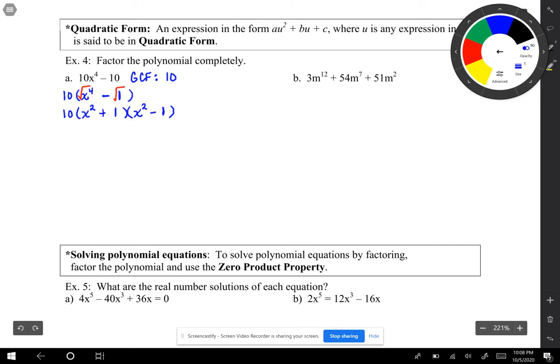There is no such thing as a sum of squares, so this part does not factor. So you just leave it alone. You can't say that's x plus 1 times x minus 1. It only works for a difference of squares. This, however, factors even more. You just keep factoring until you can't factor.